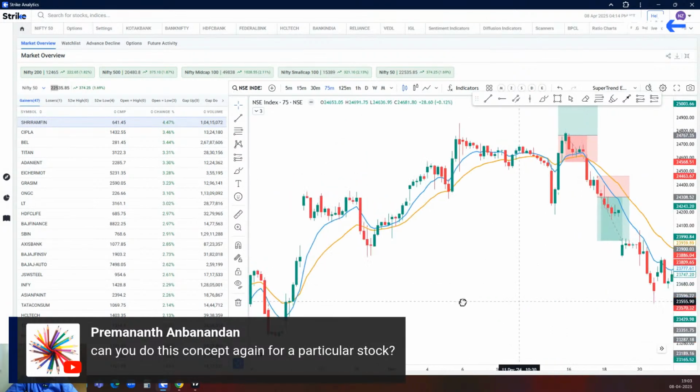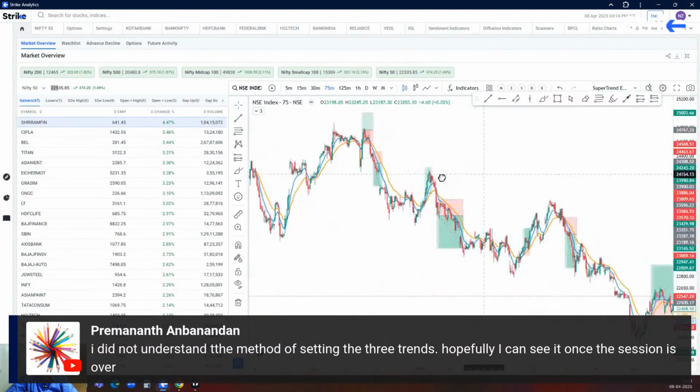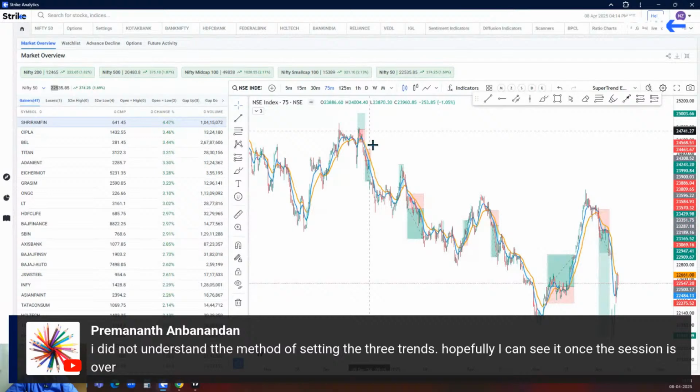So out of these so many trades that we saw, how many trades did we see? 1, 2, 3, 4, 5, 6, 7, 8 trades. This was one which hit our stop loss.